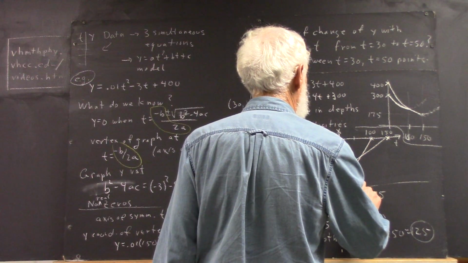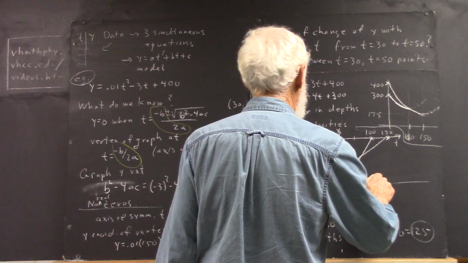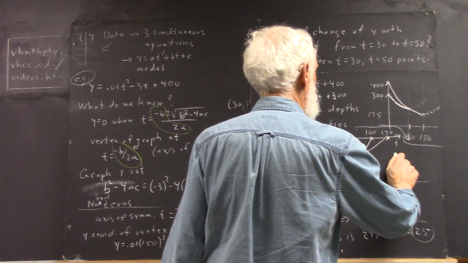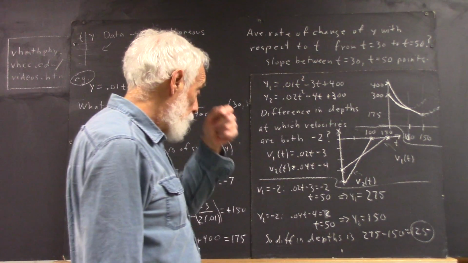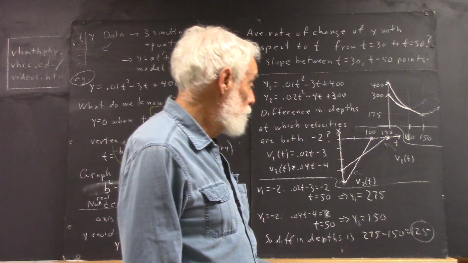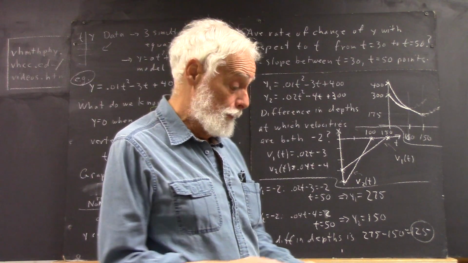So here's our v2 of t function. Here's our v1 of t function. And of course, we have to understand linear functions well enough to construct this graph if we're asked to do it.